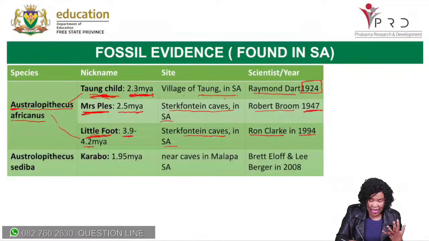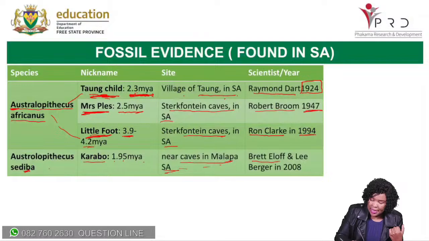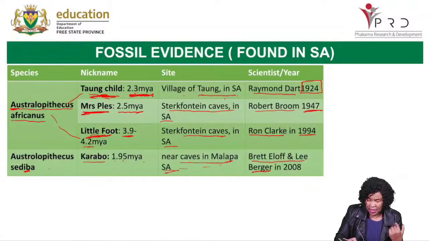So very important. And then Australopithecus sediba. Now these are the ones that were found also in the Malapa caves in South Africa. The example that was found, that was nicknamed, was Karabo. Karabo, remember, is an example of Australopithecus sediba. And it lived at about 1.95 million years ago. It was found by Matthew Berger and Professor Lee Berger in 2008.